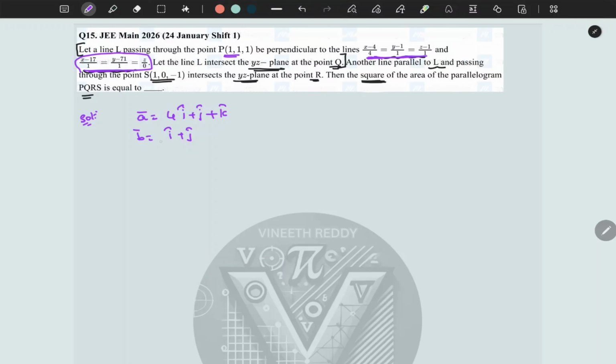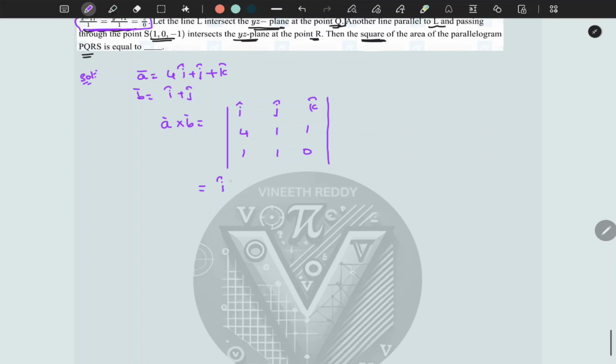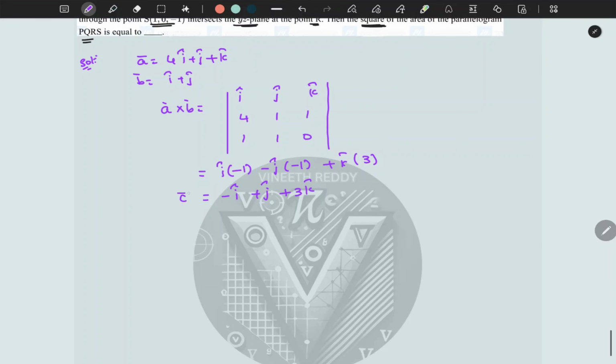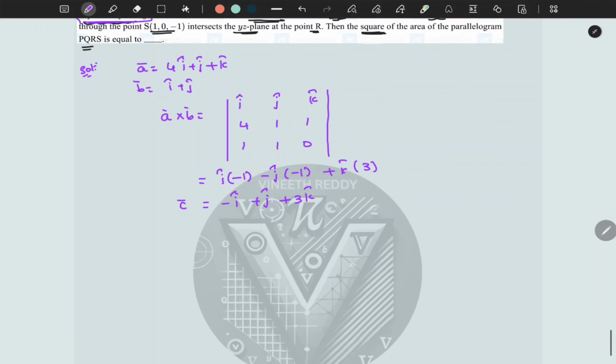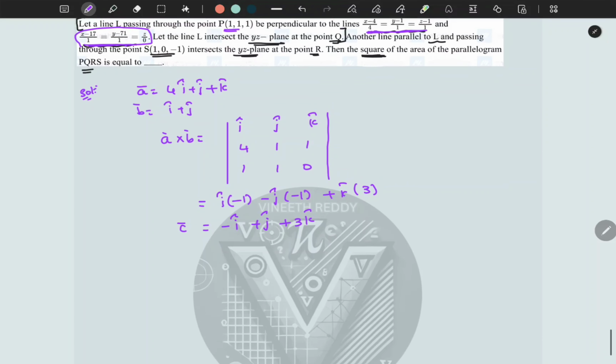So now we need a vector which is perpendicular to A as well as B. So A cross B is the vector which is perpendicular to A as well as B, dear students. I hope you know that. So we will write 4 1 1, 1 1 0. I hope you know how to find the cross product of A and B. So now if I expand the determinant along the first row, we get i cap into -1 minus j cap into -1 plus k cap into 4 minus 1, which is 3. So ultimately we get minus i cap plus j cap plus 3k cap. That means let us say this is C vector. Acha, the direction of C is the direction of the line, along -1, 1, 3.